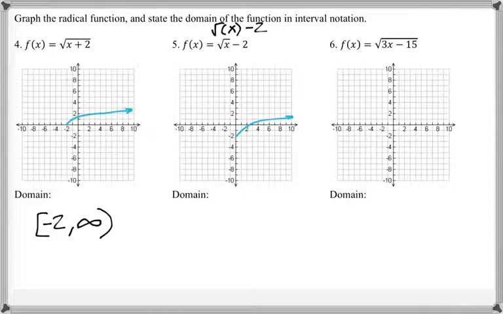So my domain is how far left does this function go. It goes to 0, it never gets past the axis there, and then it keeps going to the right to infinity.